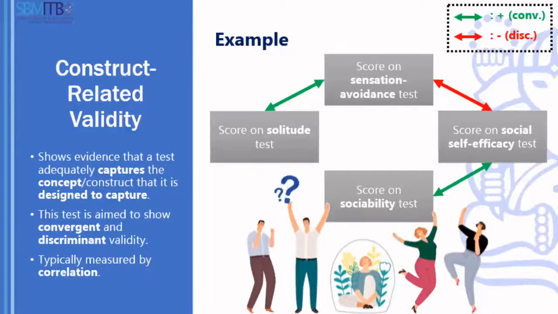Lastly, solitude and sociability. Well, I think this one obviously shows discriminant validity. As for solitude and social self-efficacy, and sensation avoidance and sociability, they should also show discriminant validity.